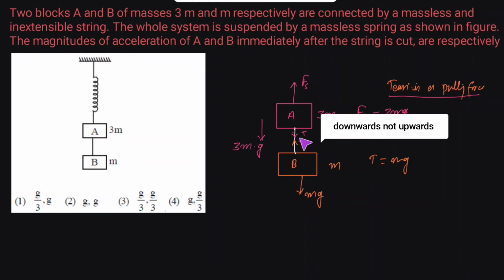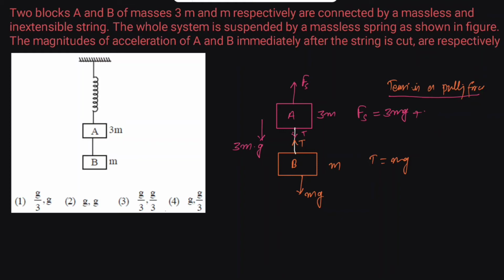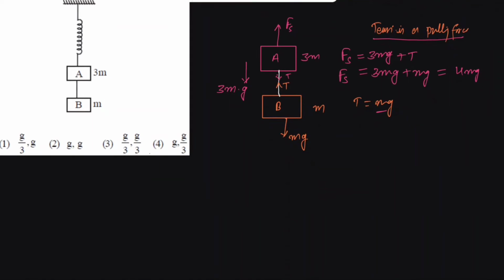So this 3 mg and tension are in the same direction, so they will add up, and this is equal to Fs. Now the tension in the string is equal to mg, because we have taken this equation from the same diagram. So the spring force Fs is equal to 3 mg plus T, which is equal to 3 mg plus mg. So the total spring force will become 4 times mg.